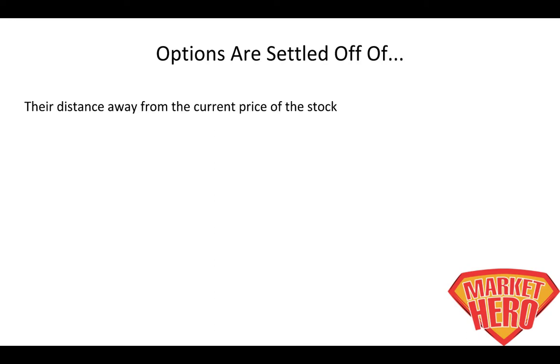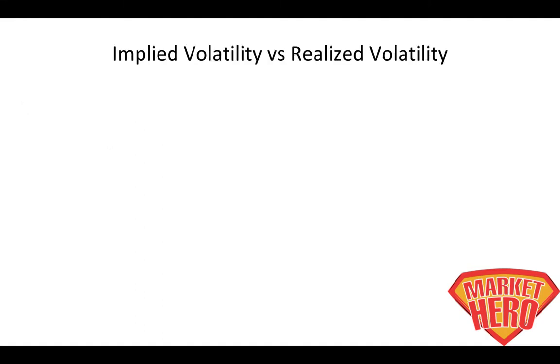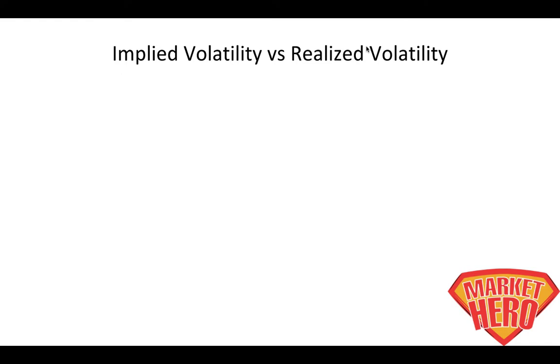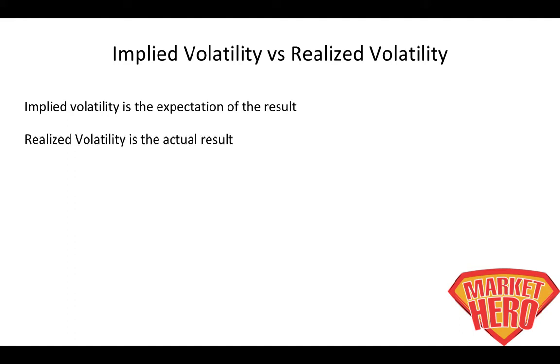They get priced off their distance from the current price of the stock, very similar to how they are priced. But ultimately, their settlement price is based off of the realized volatility. The realized volatility is the actual move, not to be confused with the expected move. So we have implied volatility, which is what options are initially priced off of, and realized volatility is what they settle off of. Implied volatility is the expectation of the result, and the realized volatility is the actual result.